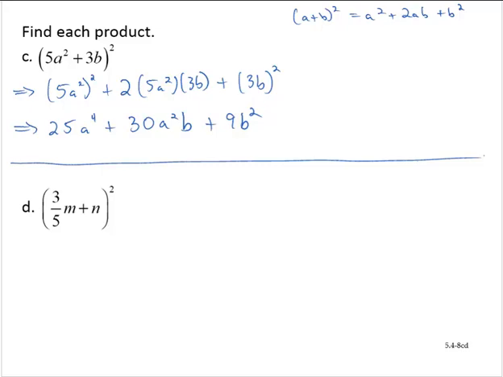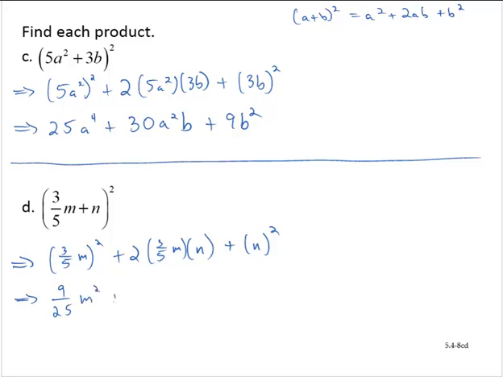Exercise D, we have (3/5 m + n) squared, again using the same pattern. That would be (3/5 m) squared plus 2 times 3/5 m times n plus n squared. (3/5) squared is 9/25, so we have 9/25 m squared. 2 times 3/5 is 6/5 times 1 is 6/5 mn, and then plus n squared.